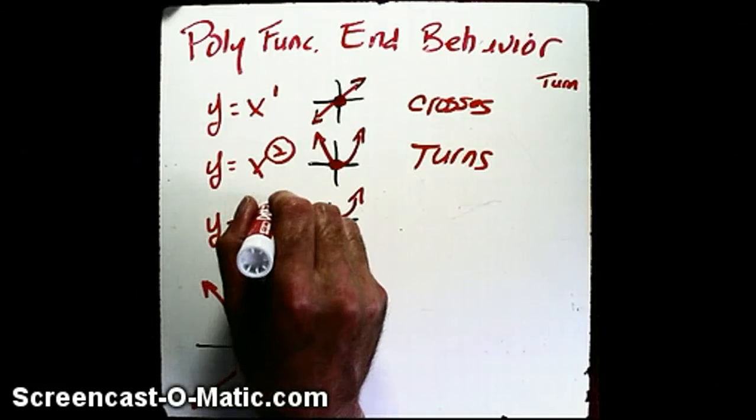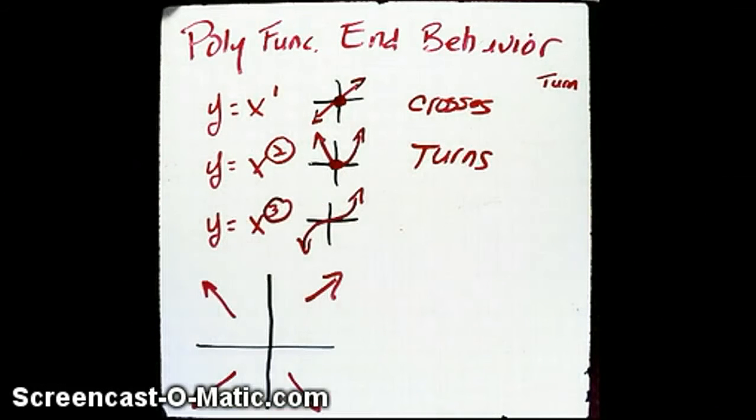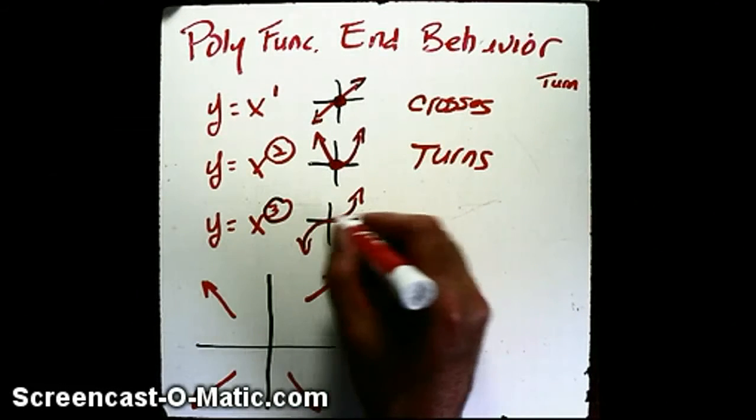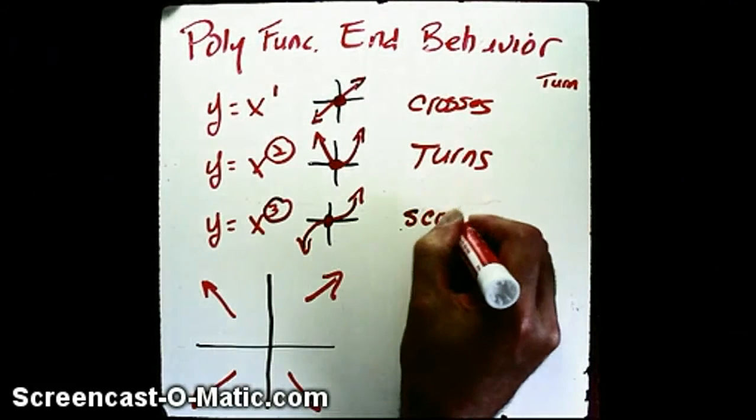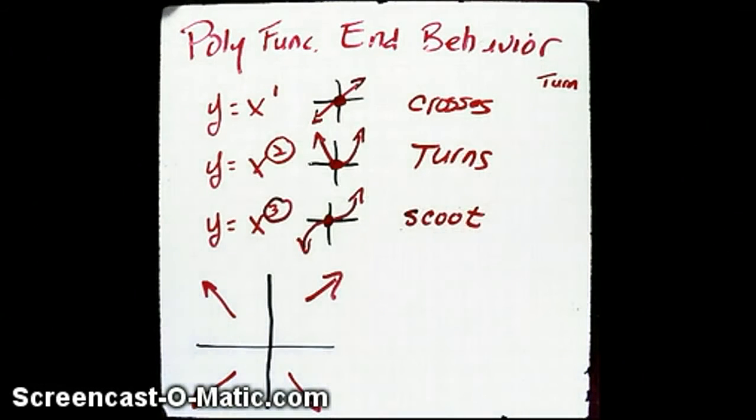Now, whenever it's an odd and it's greater than 1, it still crosses here, but it kind of scoots, okay? I'm just going to come up with that word, scoot. It scoots across. It does cross, but it kind of scoots at an angle. So that will help you when you're trying to graph.